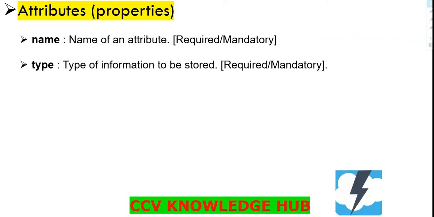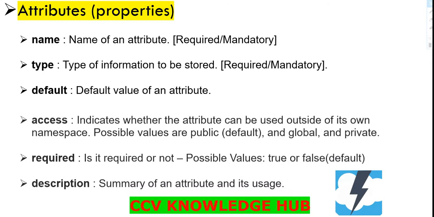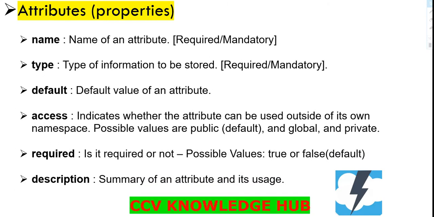So what are the properties? As I told, these two are the mandatory properties for the attributes: one is name and one is type. Name is the name of the attribute, and type is the type of information to be stored. What type of attribute is it? It is a string, integer, right? So data type. And then default value of an attribute, and other properties: access, required and description.